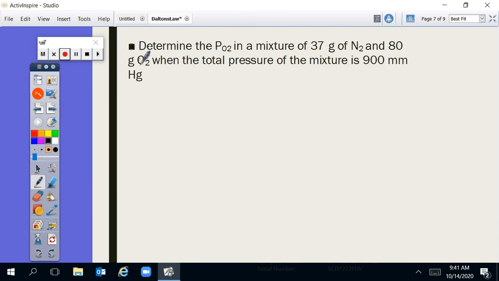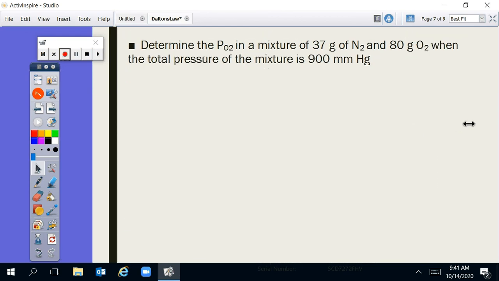Okay, so let's look at this problem. We have a second Dalton's law problem. In this problem, we're going to determine the partial pressure of oxygen in a mixture of 37 grams of nitrogen and 80 grams of oxygen when the total pressure of the mixture is 900 millimeters. So we know the total pressure, and we need the partial pressure.